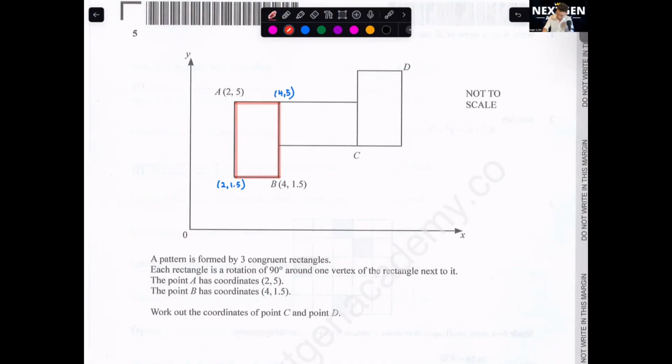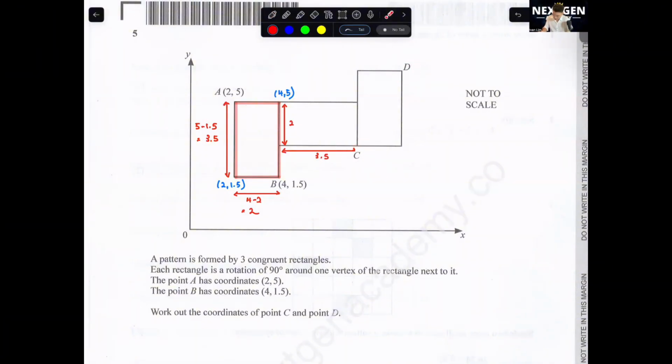Okay, so what is the length over here? We can look here. This is 5 minus 1.5, which is equal to 3.5. For the x over here, we can take 4 minus 2, so the distance here is 2. So using this, we know that this part here is 2, and here is 3.5.